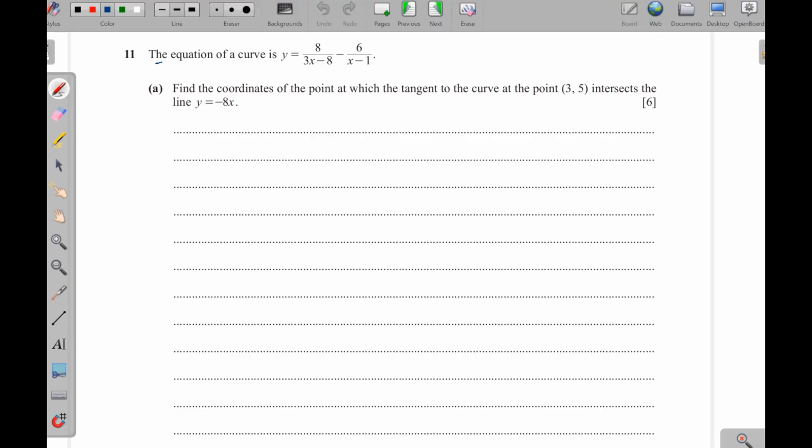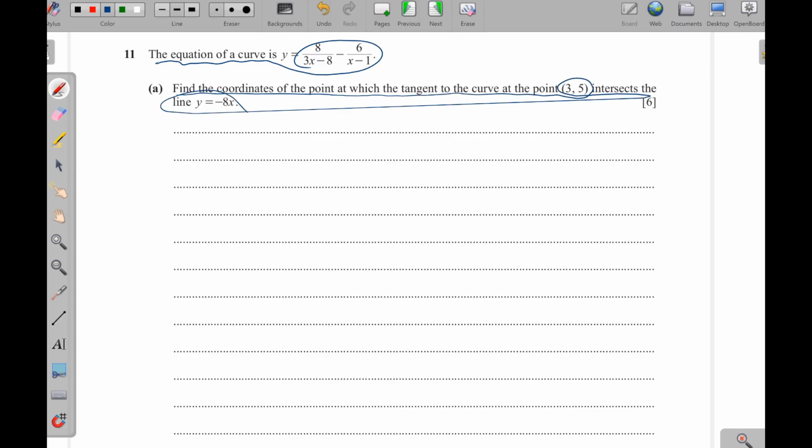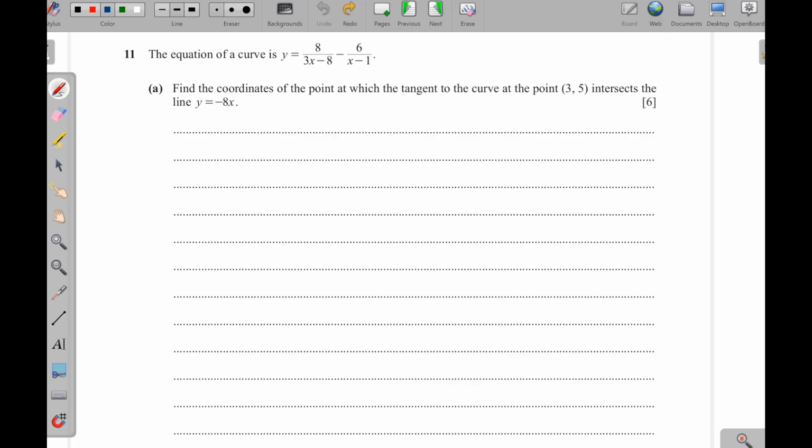Question 11. The equation of the curve is this one here. Part A, find the coordinates of the point at which the tangent to the curve at this point intersects the line, this one here. Okay, now we need to find the equation of the tangent to this curve at this point. Then we solve it simultaneously with the equation of this one here, and then we get our answers.